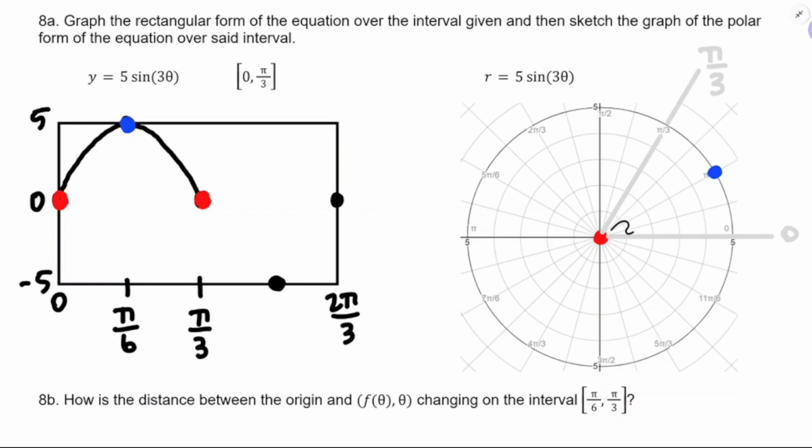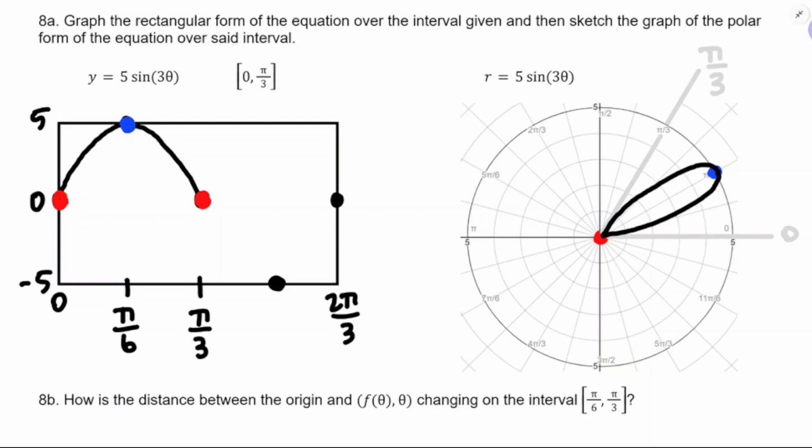And so r is going to increase as theta goes from 0 to pi over 6. So I'll go like that. And then r will decrease as theta increases from pi over 6 to pi over 3. And there I get a loop. And that'll be, again, kind of similar to what we were looking at before, part of a rose curve.